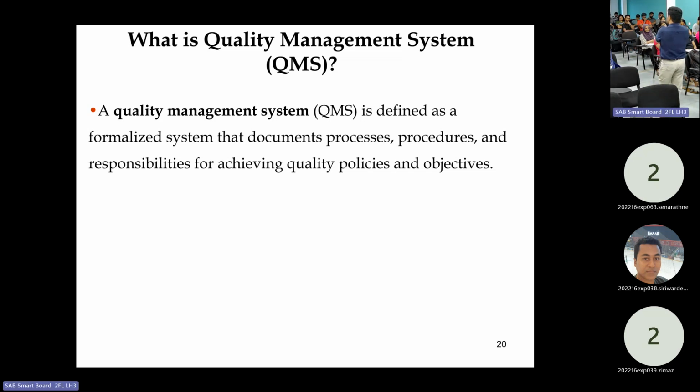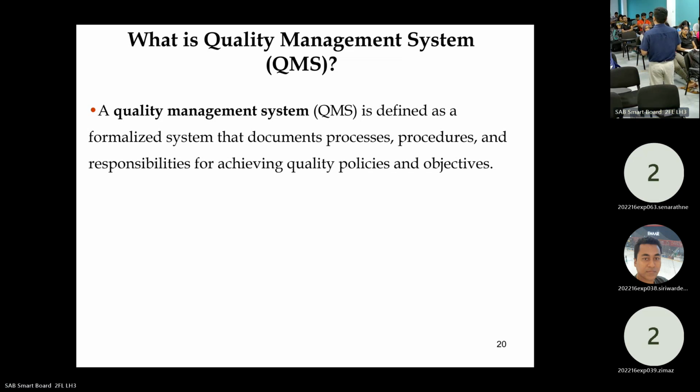So gradually businesses have learned these things, and somewhere in the 1950s and 60s, they started believing in a formal management system for quality, the QMS. We'll discuss that a little later in detail. So it is good to have a quality management system for a business, whether it is a manufacturing business or a service business. But it is difficult.